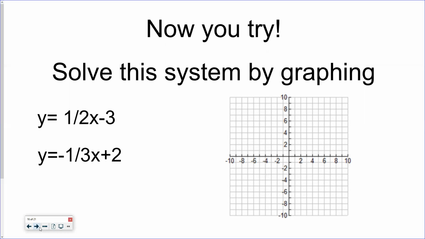All right, I'm going to go ahead and do this. So I got 1, 3, negative 3 is my y-intercept. 1/2 is my slope. So I'm going to go up 1, right 2, up 1, right 2, up 1, right 2. Okay, so there's that line.